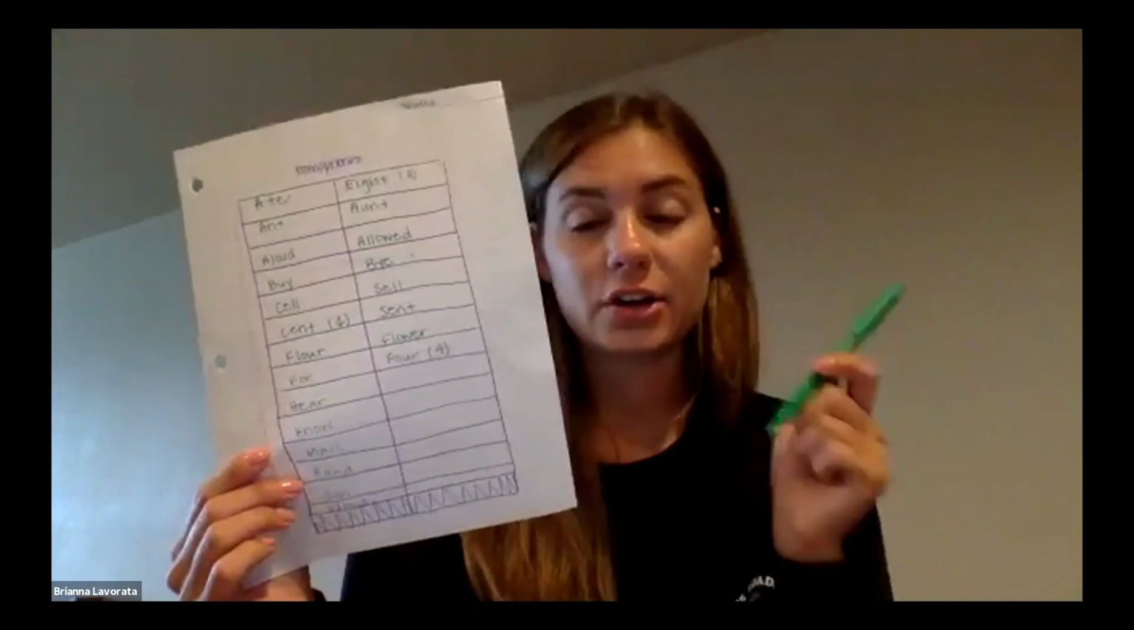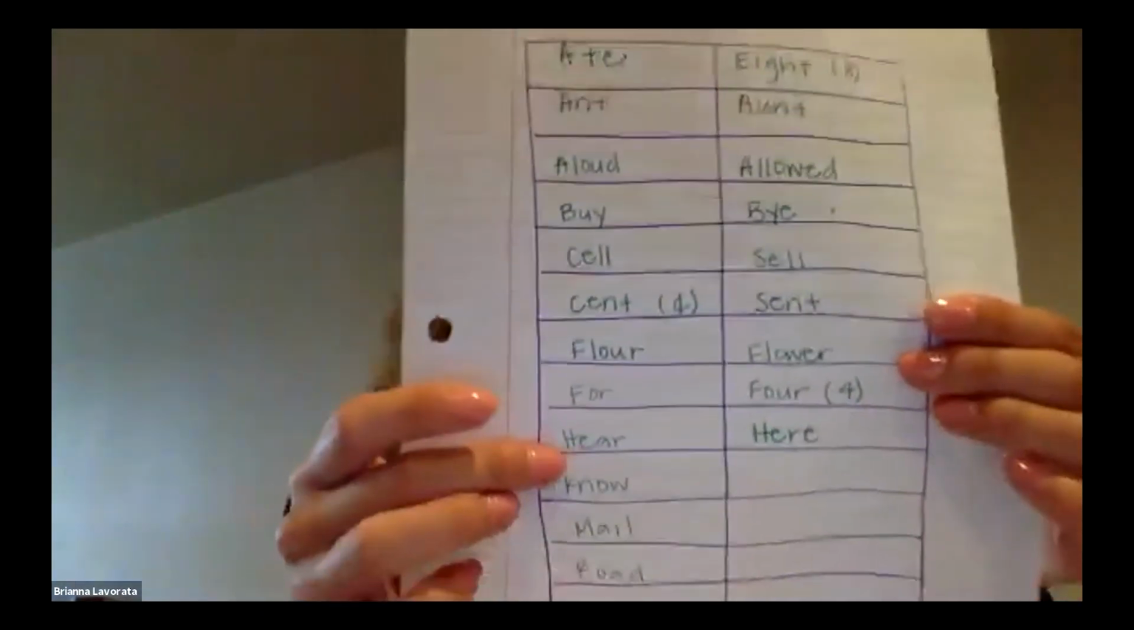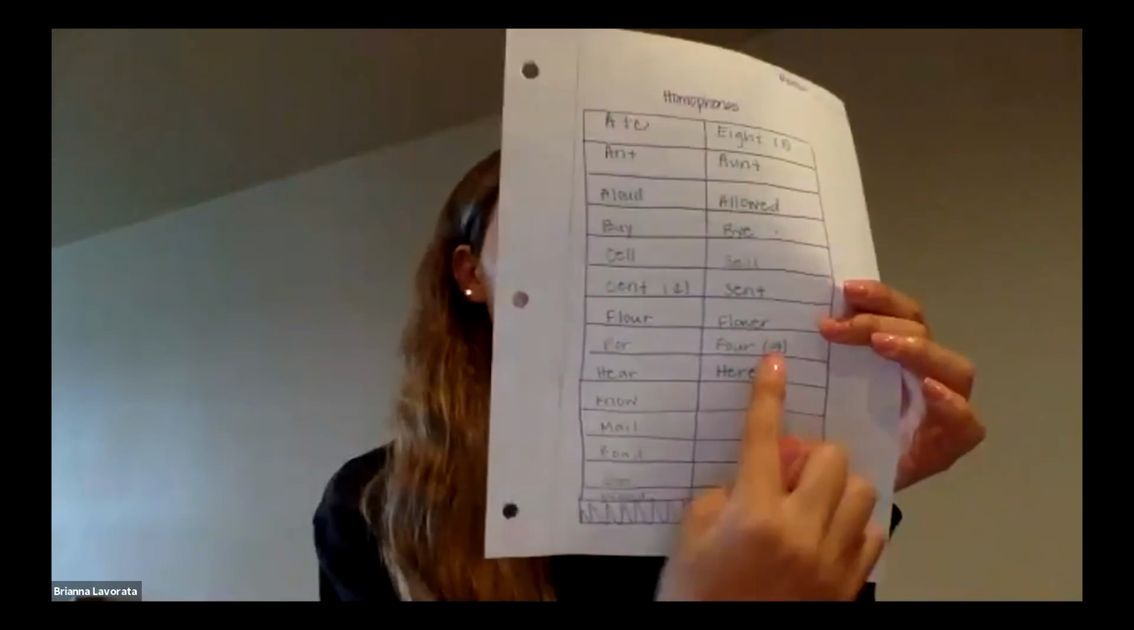The next one is hear. Okay, just like I hear, okay, you can hear something, or I have a pen right here. Okay, and the way that we spell that is H-E-R-E. So we have hear, like I can hear something, or we have here. I am sitting right here.